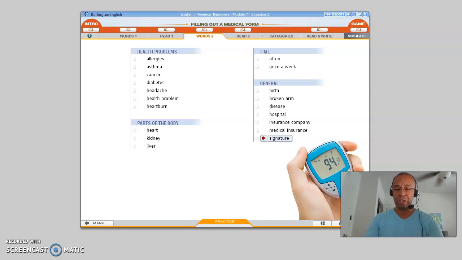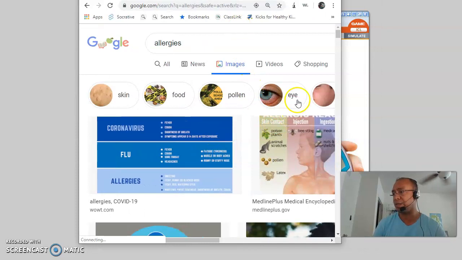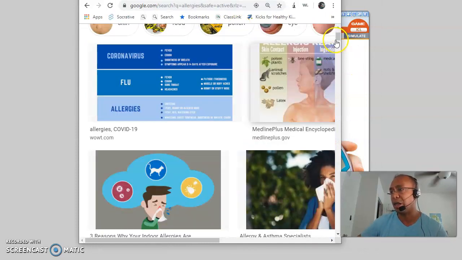What's an allergy? Allergies can be caused by different allergens in the air. Allergies can also be prompted by food or other medicines that some people have reactions to. Here are some images I found for you about allergies. You can have different types of allergies.